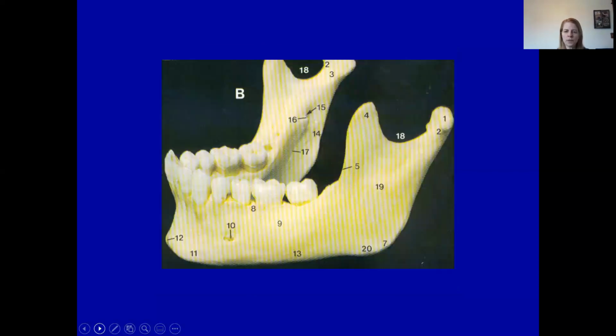There's the ramus of the mandible, and again, our coronoid notch, coronoid process, our condyle being the one that articulates with the glenoid fossa, our TMJ area. So don't get the condyle and the coronoid process confused. Don't get the number 18 mandibular notch versus number 5 coronoid notch confused.